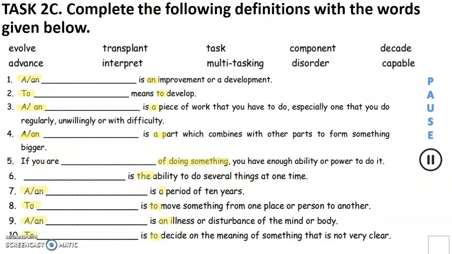This is another task. In this task, you're going to complete the following definitions with the words given below. These words are again from the text: evolve, advance, transplant, interpret, task, multitasking, component, disorder, decade, and capable. So some parts are again highlighted here in yellow. The reason is because I want to help you to find the correct answer. Please pay attention and think why I highlighted these bits and pieces in this exercise. So pause the video right now and note down your answers in your journal or in your notebook.